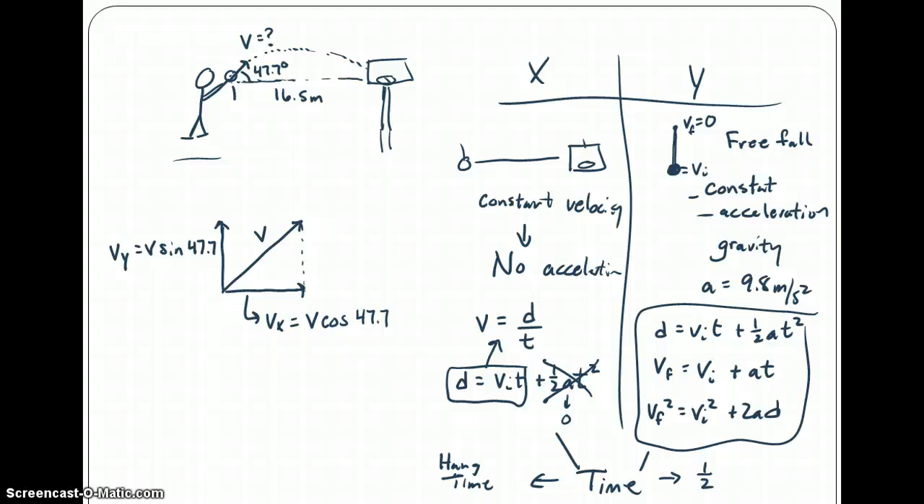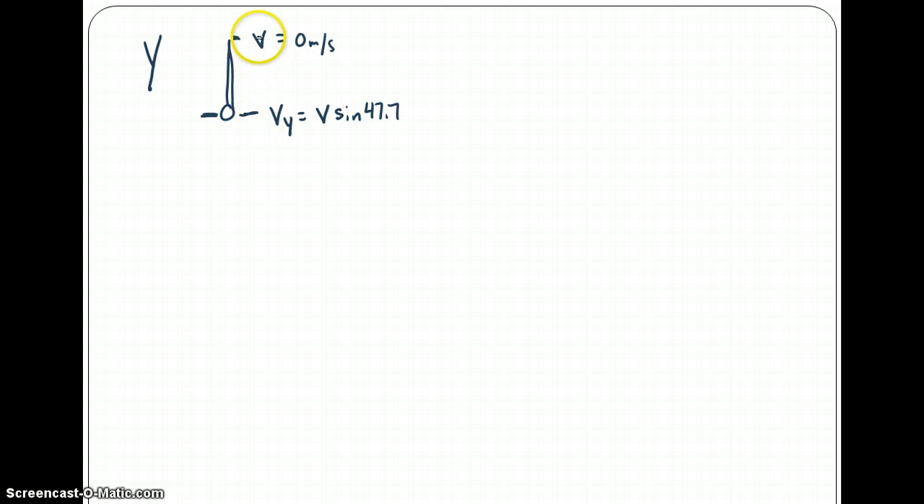Now what we're going to do is we're going to start to examine what's going on with our ball in the y direction. Okay, so in the y direction, the ball is going up and it comes right back down. And we know that at the peak, there's a velocity that's equal to 0 meters per second. The starting velocity, whether it's when we throw it up or when it comes back down, is always going to be equal to that velocity that we figured out in the y direction from our components, or v sine 47.7. Okay, so now I have two velocities that I can deal with.